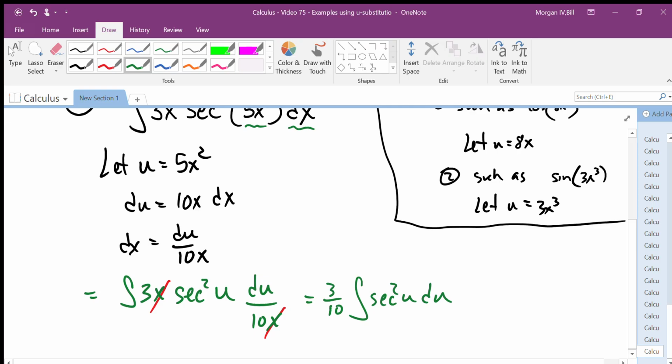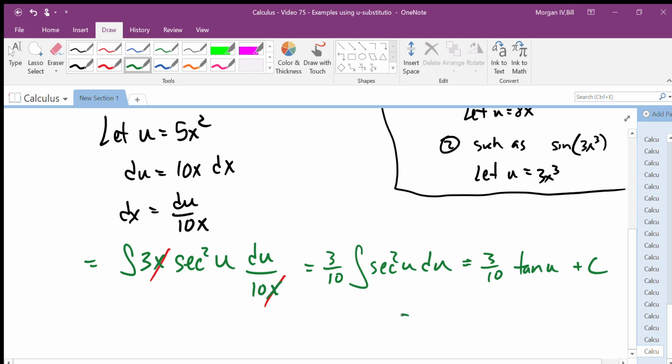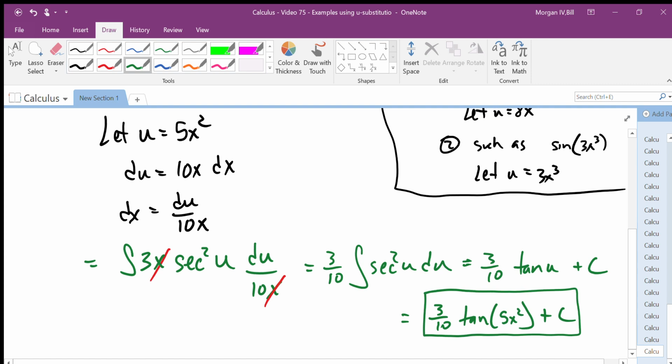And we have accomplished the goal of what u substitution is intended, which is creating a much simpler function that I know how to take the integral of. The derivative of tangent is secant squared. Therefore, the antiderivative of secant squared is tangent. And we get 3/10 tangent of u plus c. And then we can go back and replace u with 5x squared for a final answer of 3/10 tangent of 5x squared plus c. And if we wanted to, we could check that to make sure it's right, but it is.